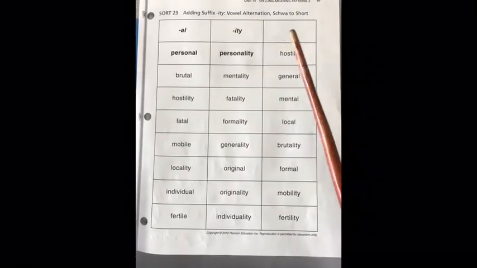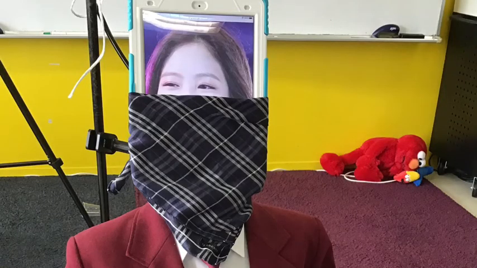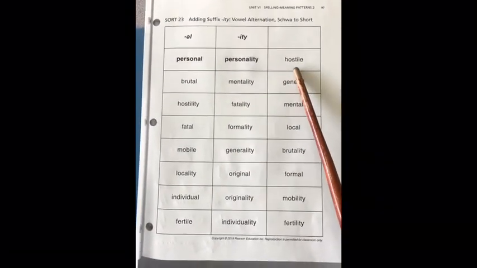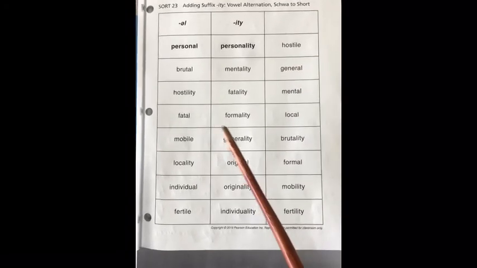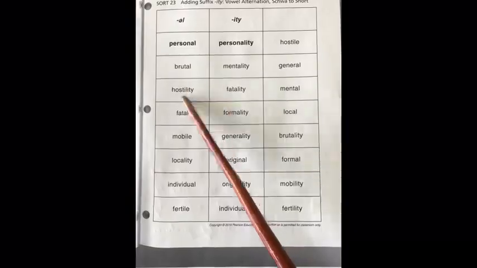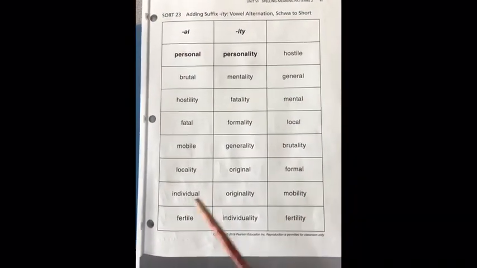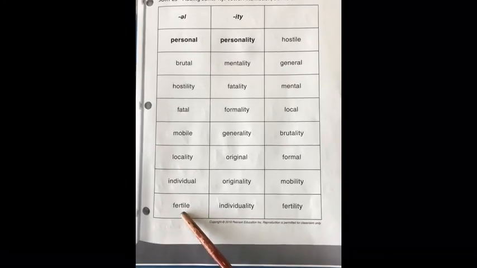What about hostile, Jenny? Well, when you add the ITY to hostile, it changes the long I, hostile, to a short I in hostility. That's right, hostility. So it changes the I in hostile to a short I in hostility. And definitely, Mr. Stang, you have to drop that final E before you add the ITY to hostility, okay? Like fatal, fatality, and individual, fertile, fertility.